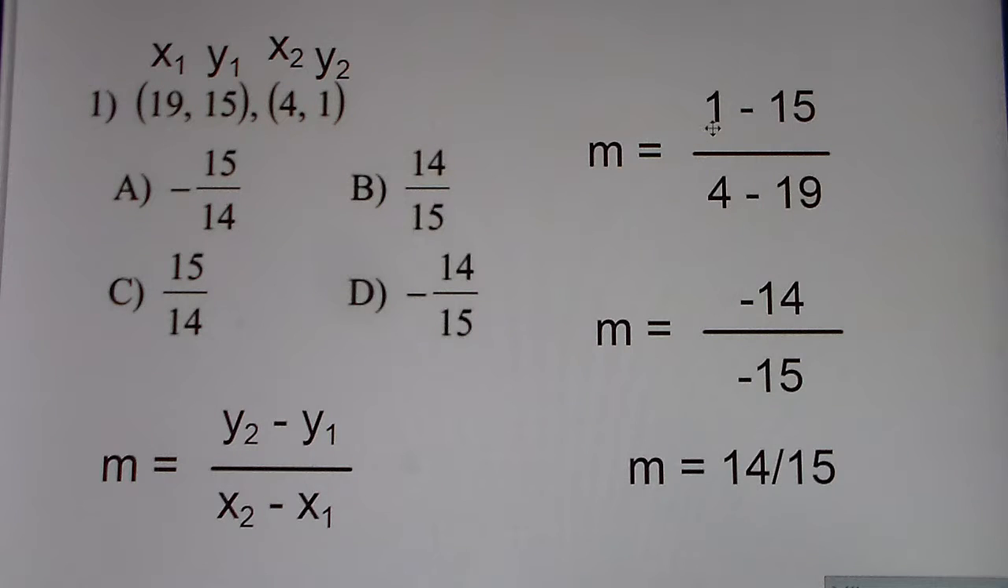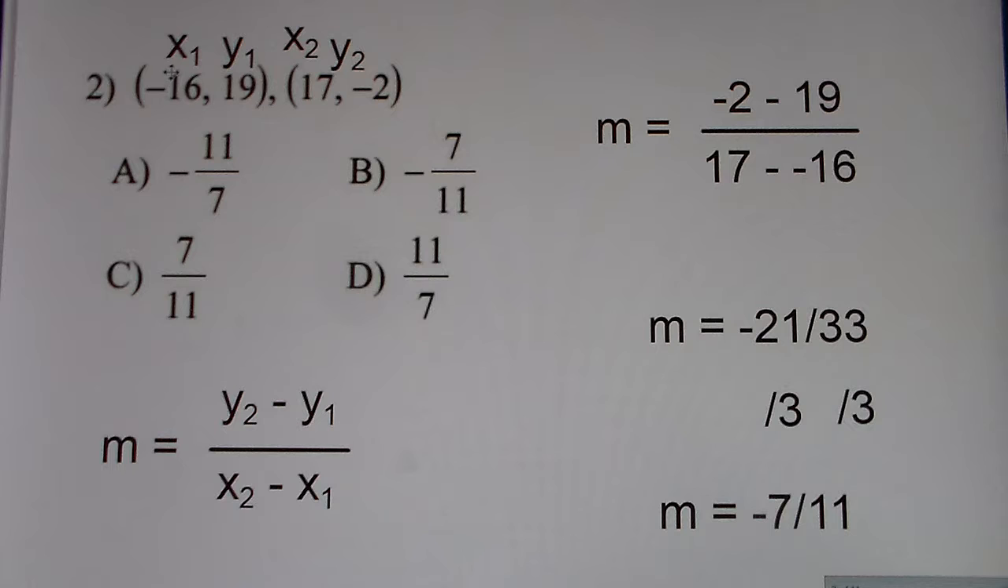So m equals, well, y2 is 1, so we put a 1 in, minus y1, which is 15, so we have 1 minus 15, divided by x2, which is 4, minus 19, which is our x1. Now 1 minus 15 is negative 14. 4 minus 19 gets you negative 15. So we have negative 14 divided by negative 15. A negative divided by a negative is a positive, so we simplify it and make it a positive. So our slope is 14 divided by 15, which is B.